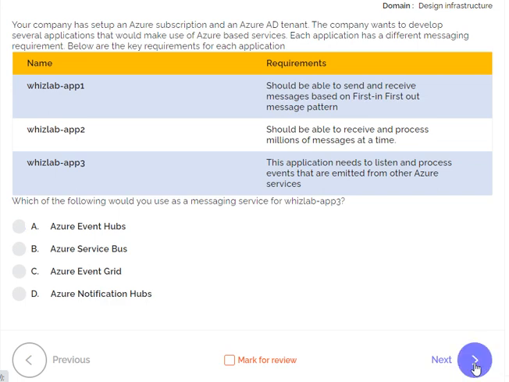The next question is with respect to app 3. Now we are talking about an application that needs to listen and process events that are emitted from Azure services. So the answer is Event Grid, because in Azure we can have Event Grid, from which we can listen to the events, and that is accomplished by Event Grid. Let's move to the next question.